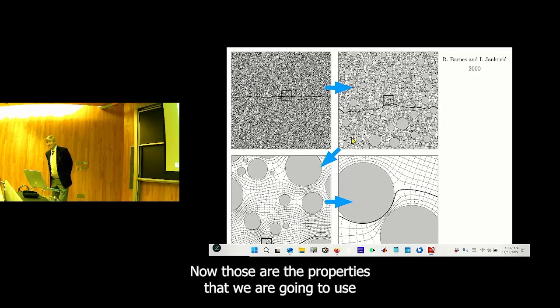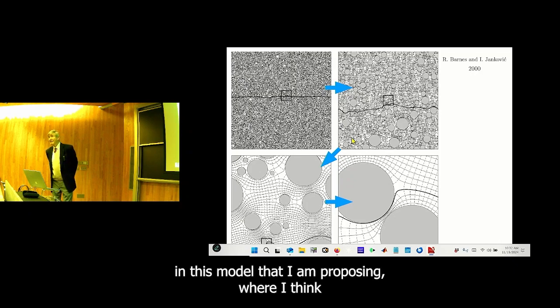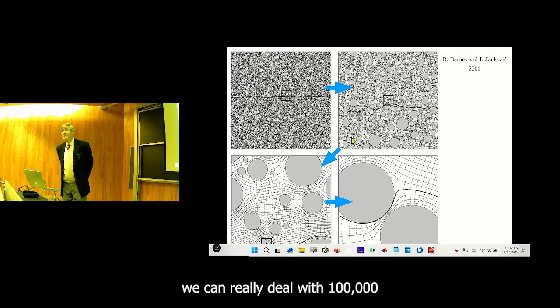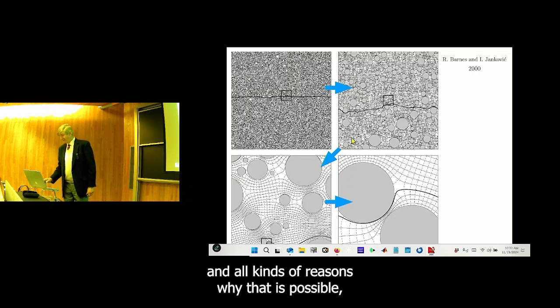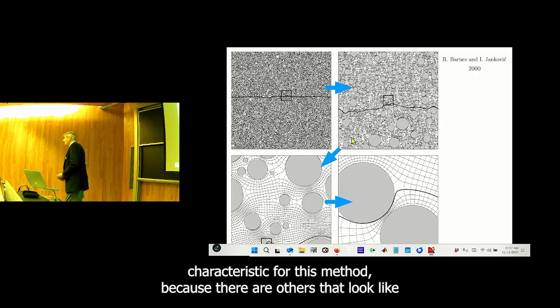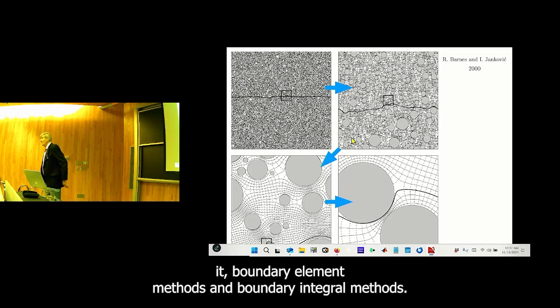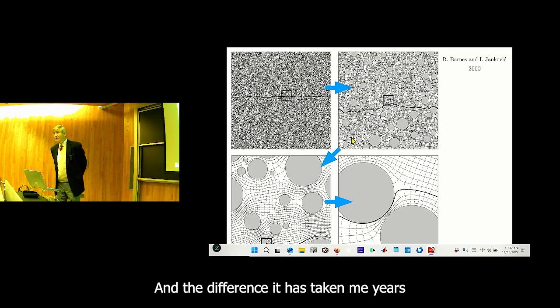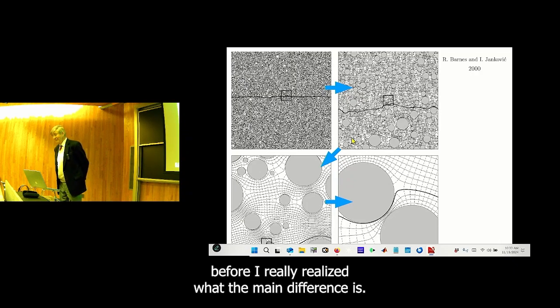Now those are the properties that we are going to use in this model that I'm proposing, where I think we can really deal with 100,000 fractures intersecting. And there are all kinds of reasons why that's possible, but it's basically possible because of the analytic element method. Characteristic for that method, because there are others that look like it, boundary element methods and boundary integral methods, but they're different. And the difference, it has taken me years before I really realized what the main difference is.